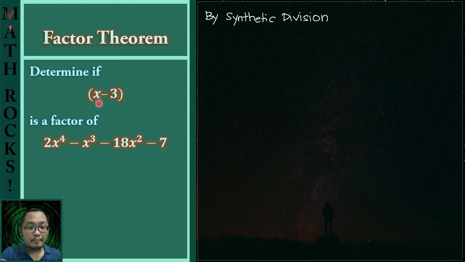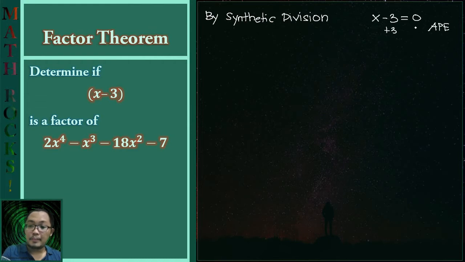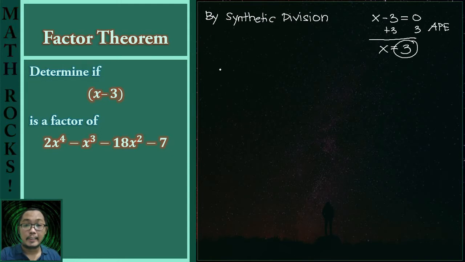So here we have a divisor of x minus 3. Equating this to 0 and applying APE, we have to add 3 to both sides of the equal sign. So we have x equals 3. This will be our coefficient in our synthetic division setup.